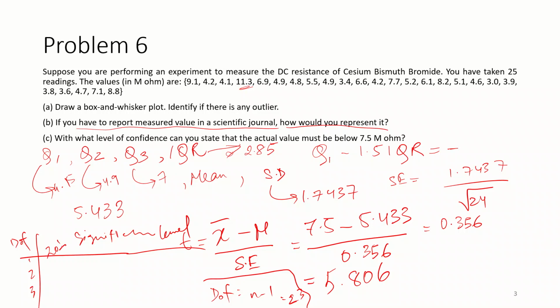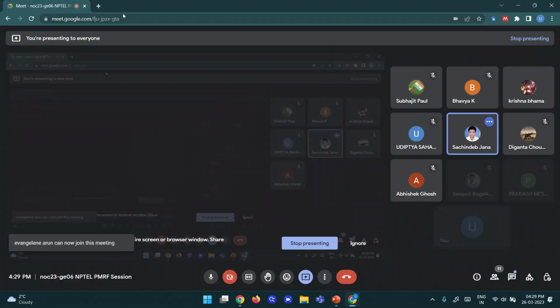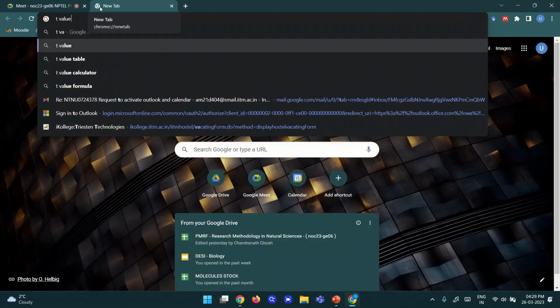Sir, for degree of freedom 23, 5.806 is not there, means it will be very much less. Even 5.806 will not be there, but it will be in some other value. So is it less than that, or what value is it? Actually at 0.1 that is 3.767. Sir, can you please put that t table over there? Yeah, I can. Search for 23. So, t value table.